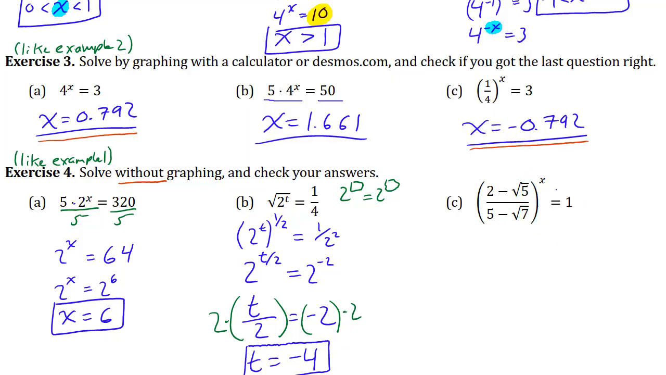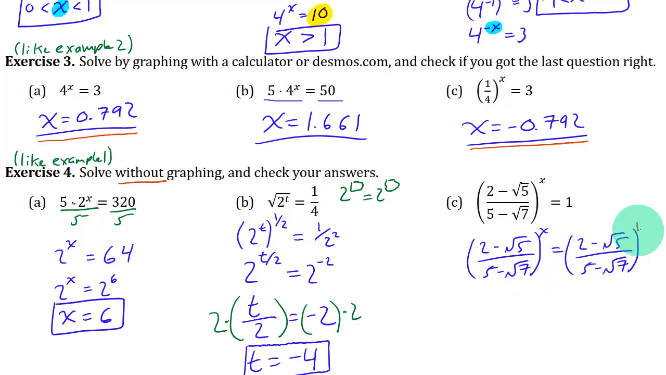Okay, this one is a little bit weird. You might be thinking, oh my gosh, there's this messy fraction with these square roots in it. But wait, there's a 1 on the other side. So if you want, you could still think of it as 2 minus the square root of 5 over 5 minus root 7 and all that mess to the x equals 1. What would that exponent be that makes this whole thing become 1?